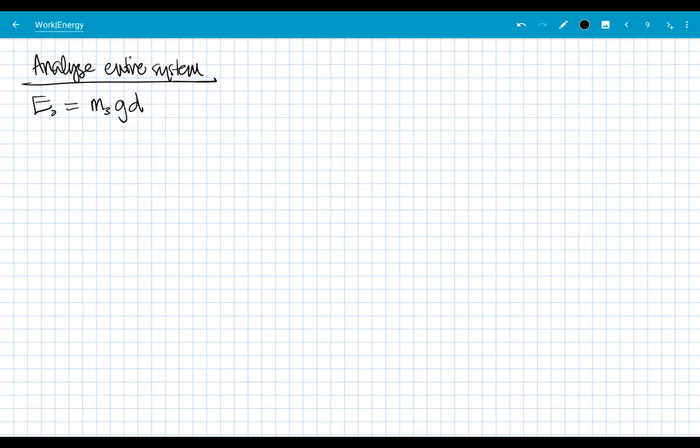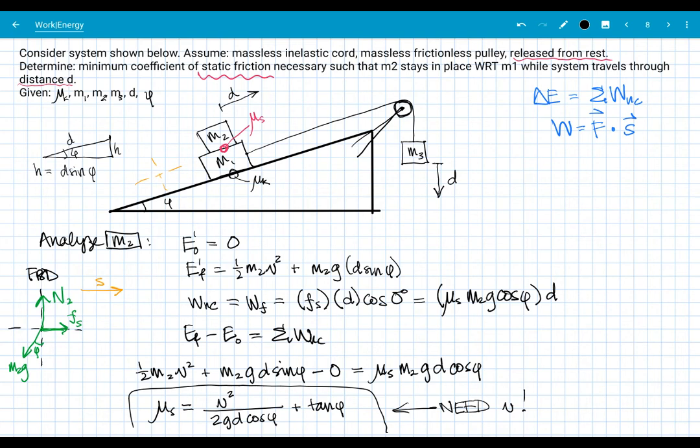Now, why is it d? Why isn't it h? Go back and look at the picture. Because block 3 descends a distance d, right? So initially, block 3 is a distance d higher than its final elevation. Cool, so that's my initial. And now I need to write my final energy.